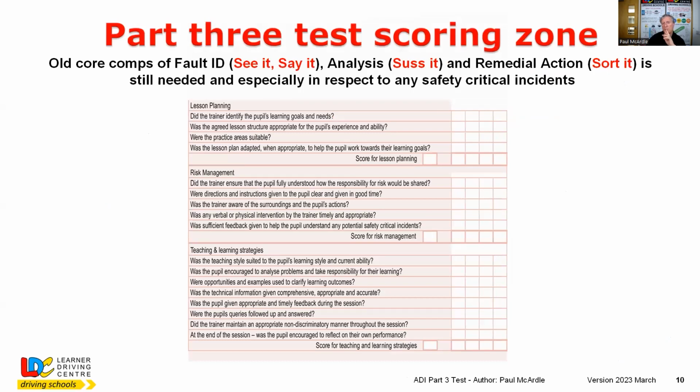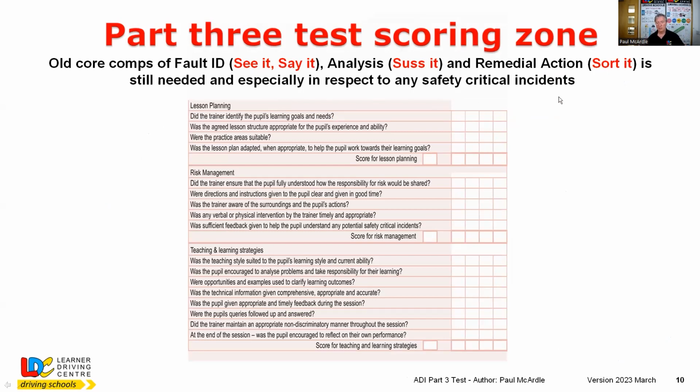It might be easier for you to look at it in another way, which is what we've got here. Here's the marking sheet. It's a part 3 marking sheet, but it's just the same as a standards check marking sheet. Remember the old core competencies: fault identification, prevention, SAID, analysis, SUSID, and remedial action, SORTID. Still need, and especially in respect to any safety critical incident.